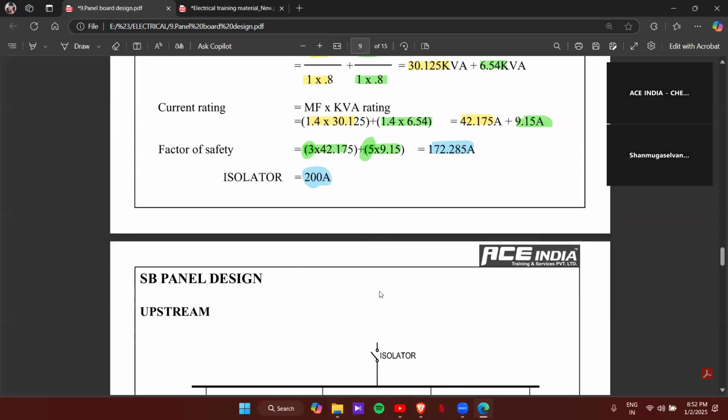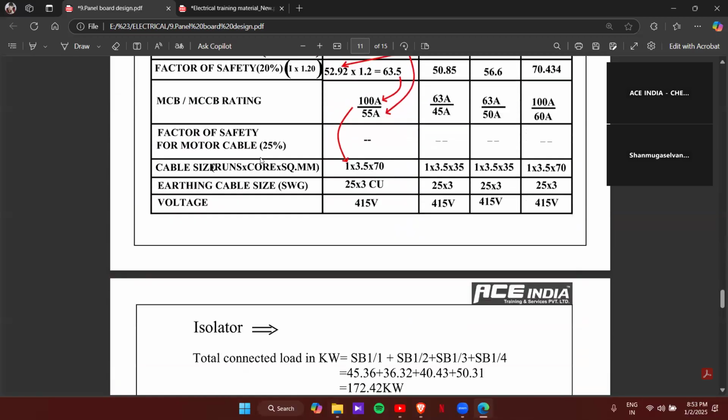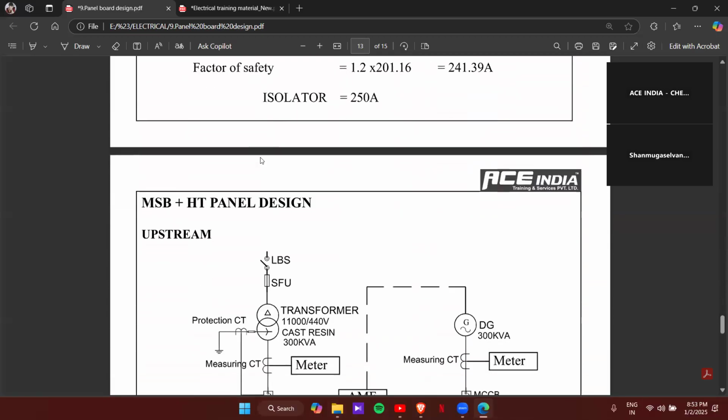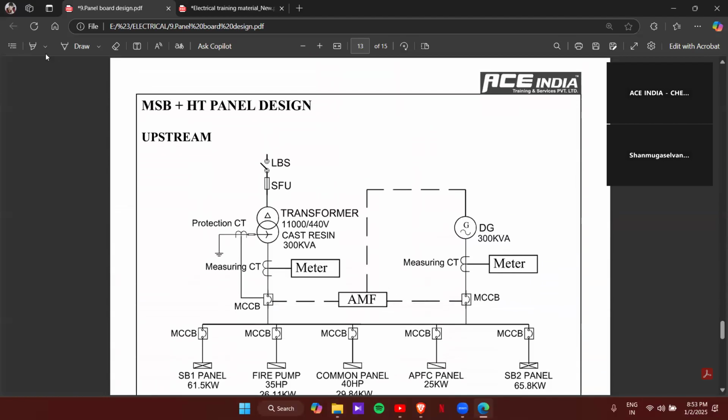And this one we already discussed in the last session, SB panel designing. The next is our main panel, that is our MSP plus ST panel. Okay, so here we have quite a lot to find out. First thing we have to find out the LBS rating, that is load break switch rating. Then we have to find out the SFU rating, switch fuse unit rating.